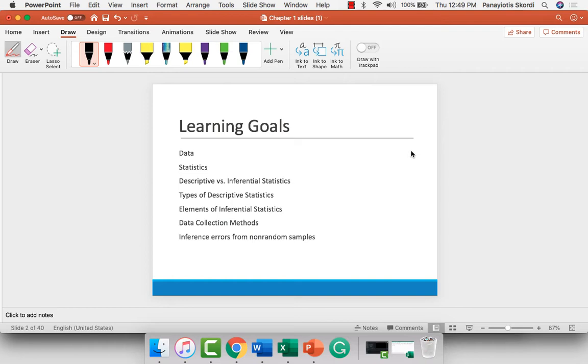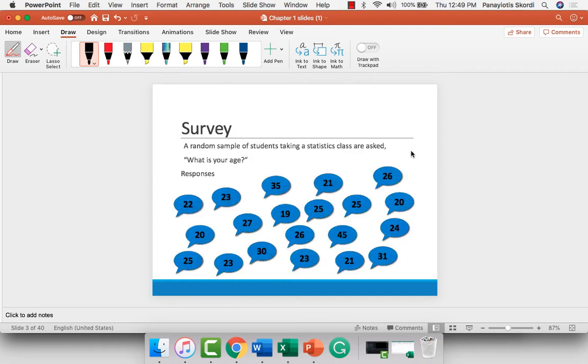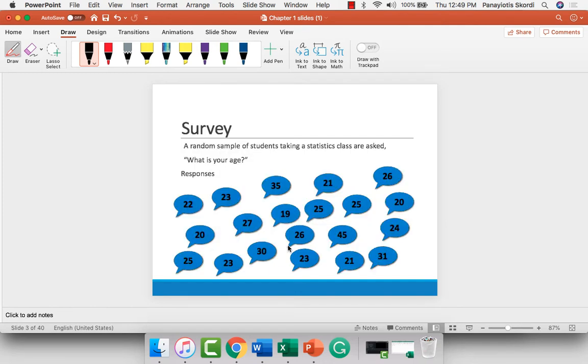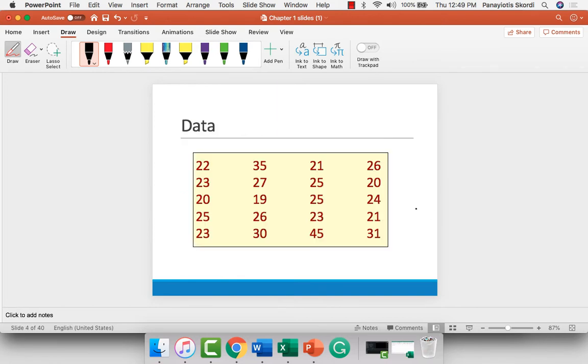So with that in mind, let's just start looking at a couple of introductory examples. Got a whole bunch of students here taking a statistics class that were asked, what is your age? And these are the responses they gave us in here. We can take that data and put it into a table. It's easier to describe the data in a table than having it as all this data just floating around everywhere. So this would be an example of what is known as descriptive statistics, putting data into a form that's easier to understand and decipher.